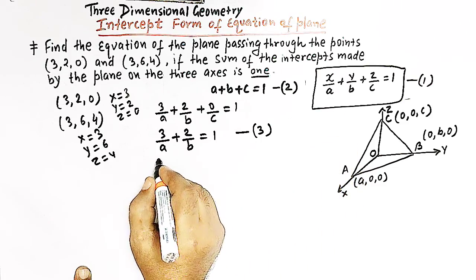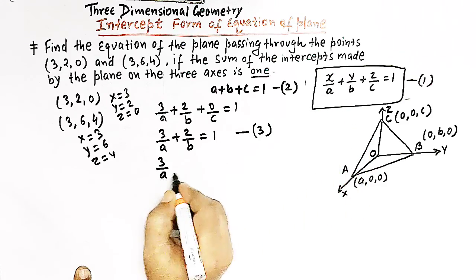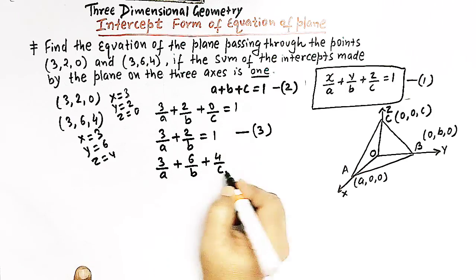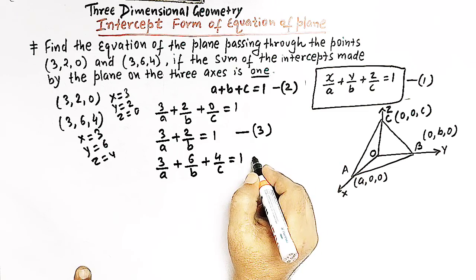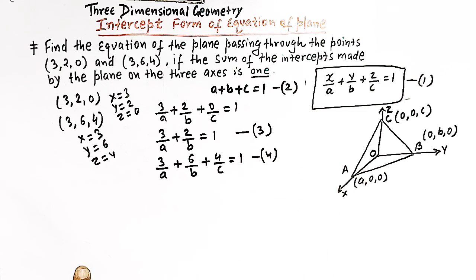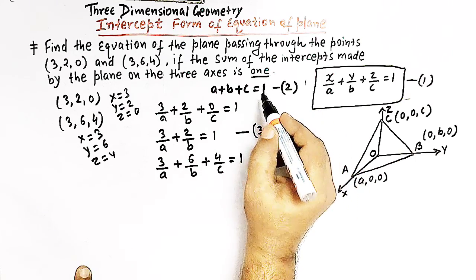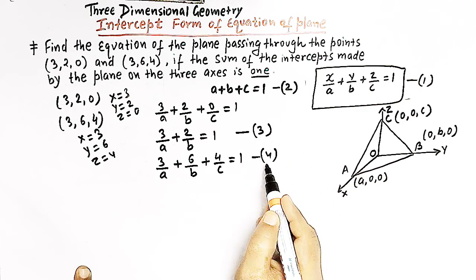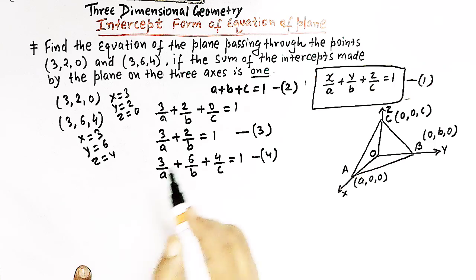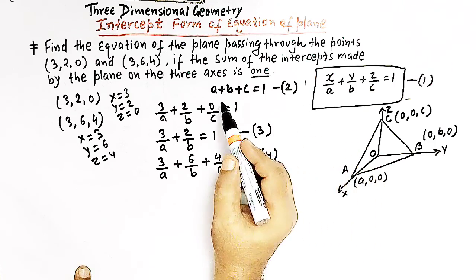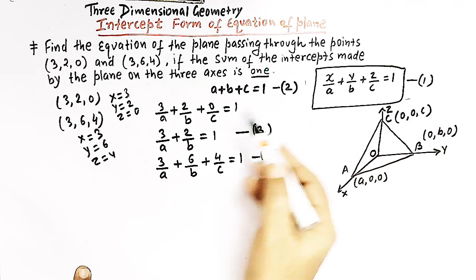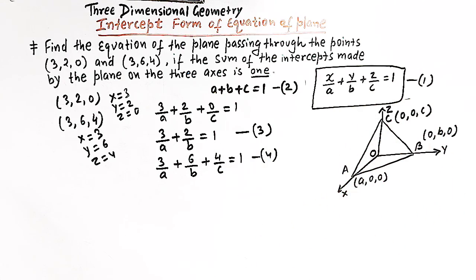So we have now 3 over a, then we have 6 over b, and then we have 4 over c is equal to 1. So let us take this equation as equation number 4, right? So now what we will do, we will solve these three equations, that is equation 2, 3 and 4, to get the values of a, b and c. And once we get the values of a, b, c, we can substitute them in this equation 1 to get the required equation of the plane.